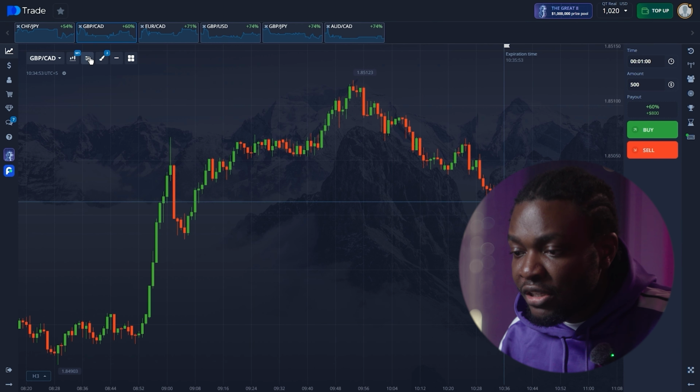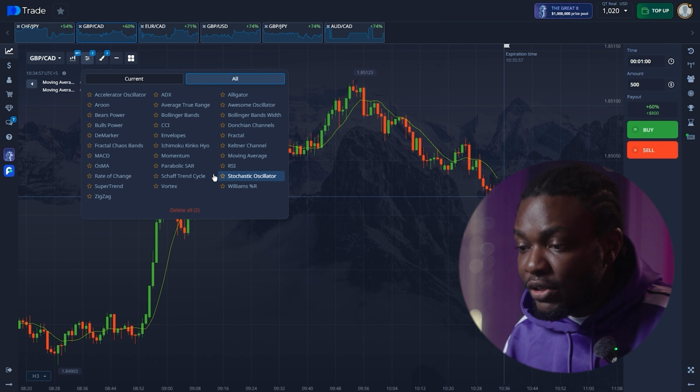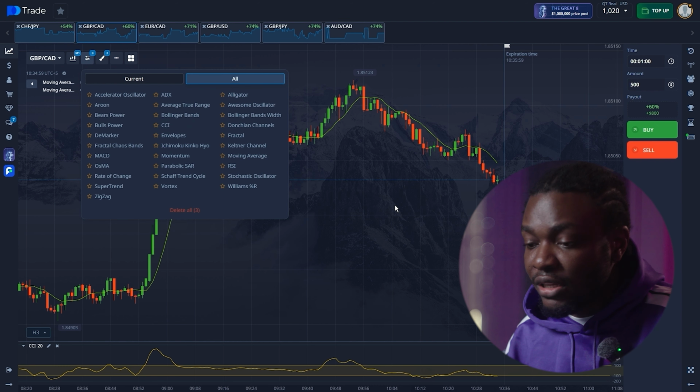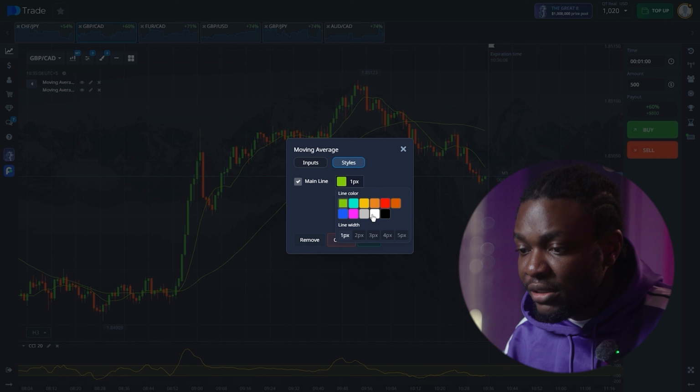So I'm going to set up my screen now. Okay, so let's add our indicators. We need exactly 2 moving averages plus CCI. Now we need to set them up. For the first moving average, we change the period to 50. I'll also make it white and thicken the line for better visibility. Okay, now everything is ready.